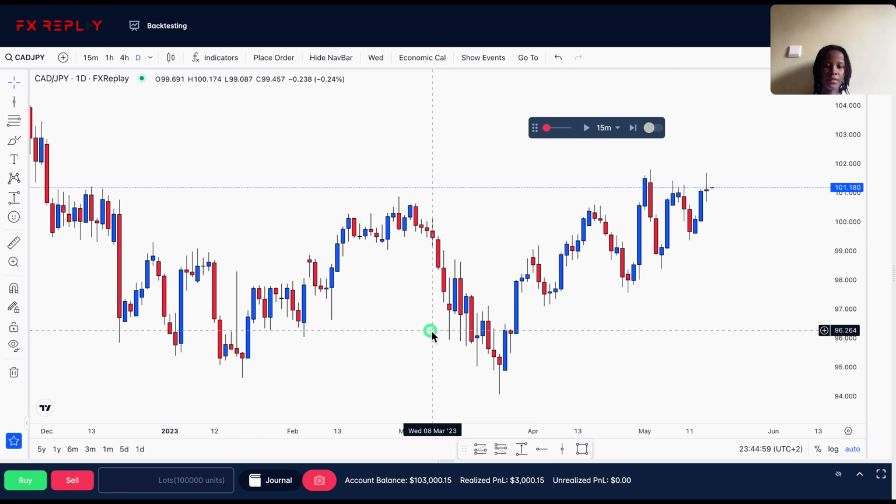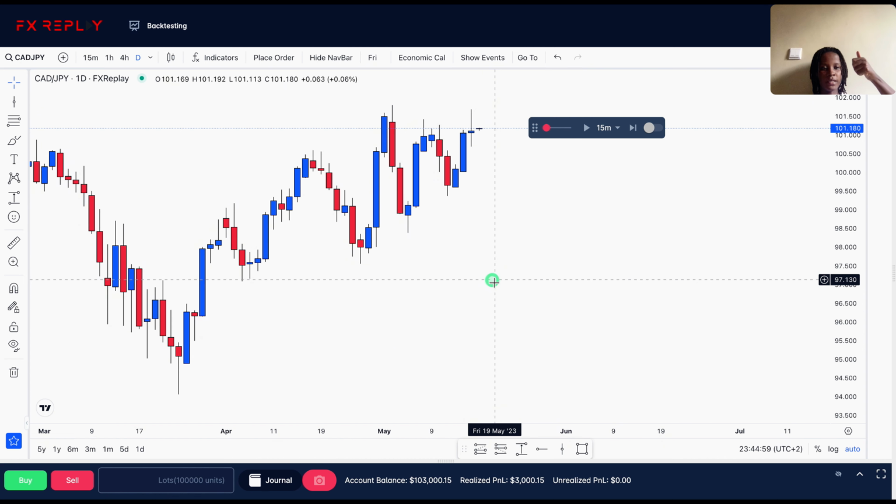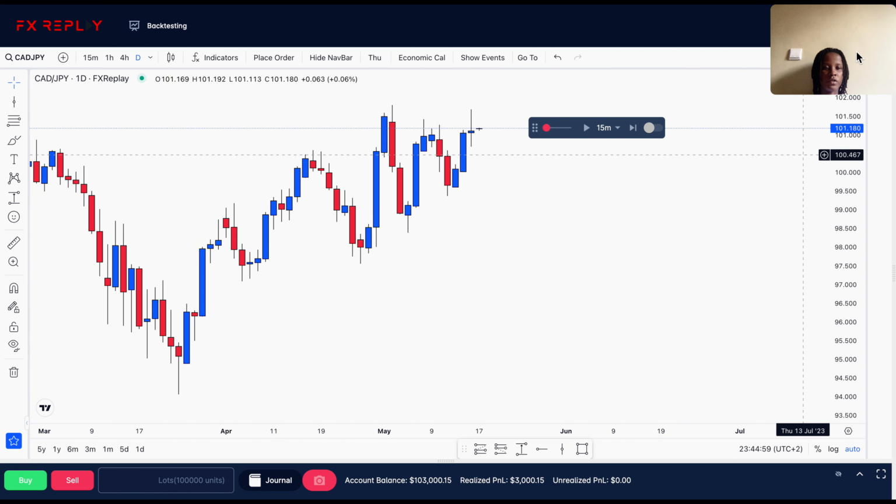Coming to the daily, you can see here we're looking forward to trade on the 17th May, and the candle before that is bullish. That gives us the go ahead that 17th May is a valid day to trade. So let's go into the lower time frames and search for an entry.